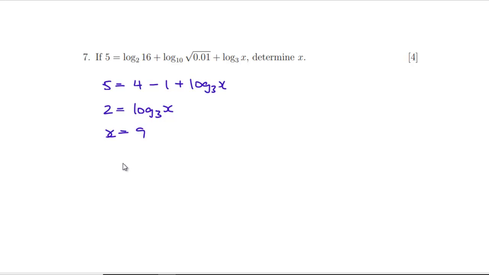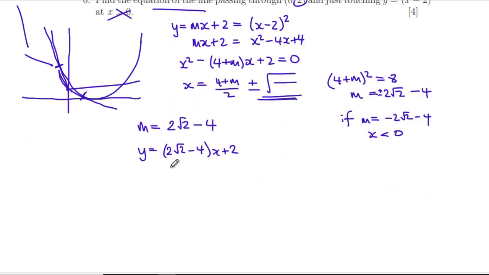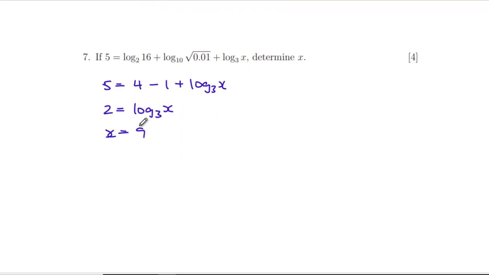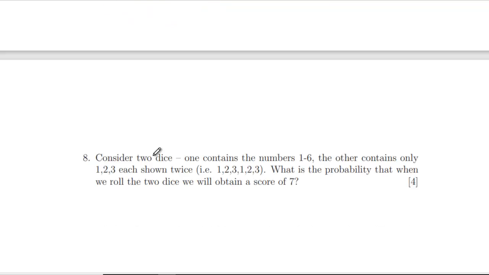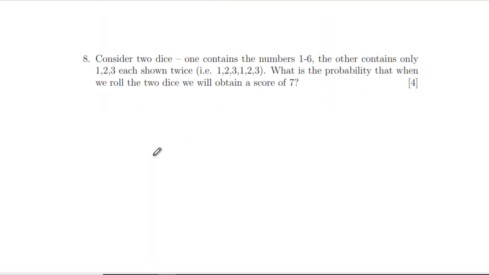Right, I have no idea how they give 4 marks for that. I mean, they gave us 4 marks for all of that. This is just basic stuff, but the log ones are always really generous. Right, the dice ones are normally generous as well.